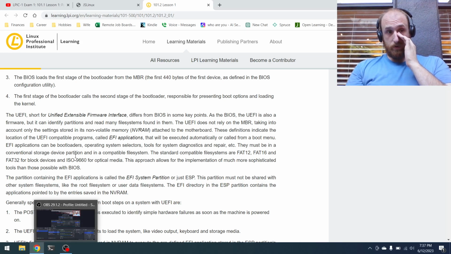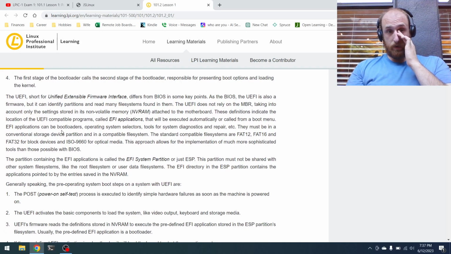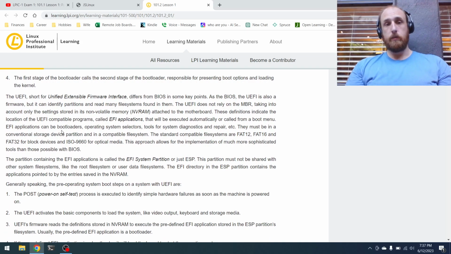Step 4, the first stage of the bootloader calls the second stage of the bootloader, responsible for presenting boot options and loading the kernel.